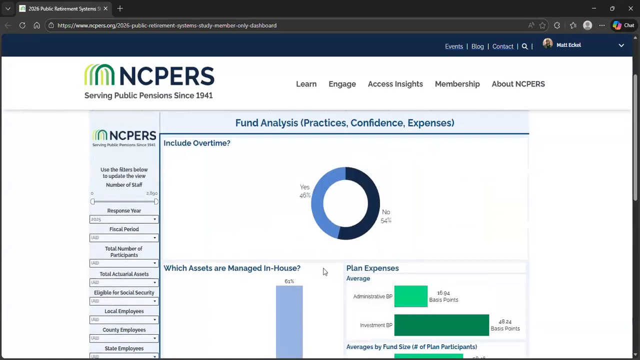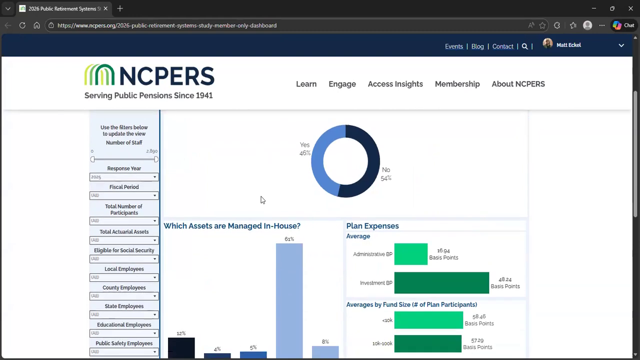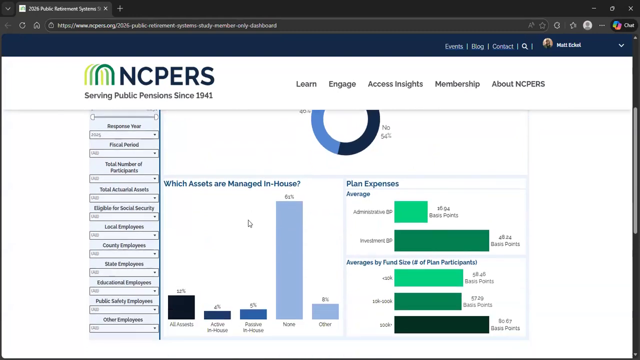Next, let's move to fund analysis, which focuses on operational practices, governance, and expenses. At the top of the page, you'll see a chart indicating whether plans include overtime in benefit calculations. This provides insight into benefit design practices across systems. Below that, the dashboard shows which assets are managed in-house, offering a look at internal versus external investment management strategies.